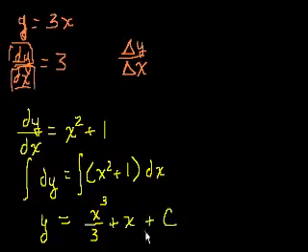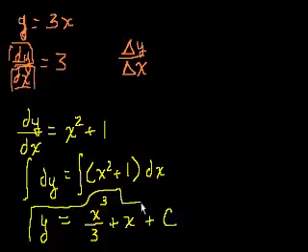And where does the c come from? Well, we know that when we take the derivative of a constant, it goes to 0. So when you take the antiderivative, we say there could have been a constant there. And that's where that plus c comes from. So this is the general solution to this differential equation.